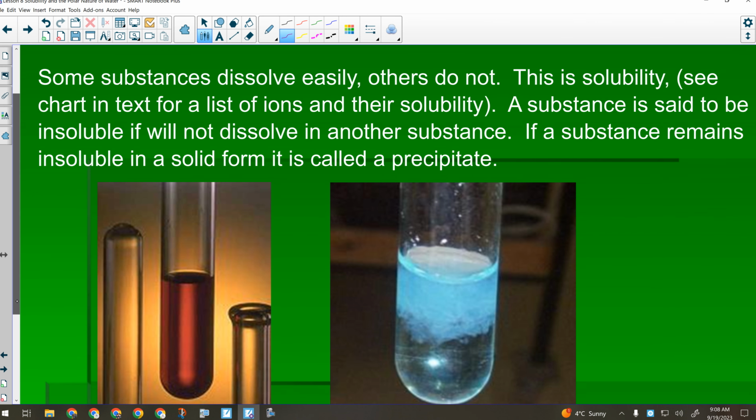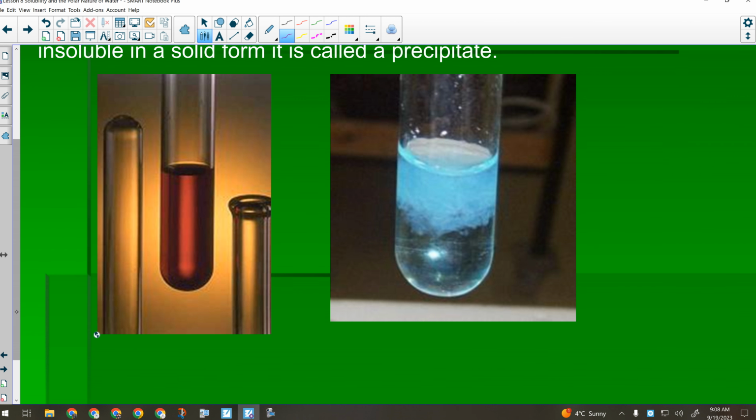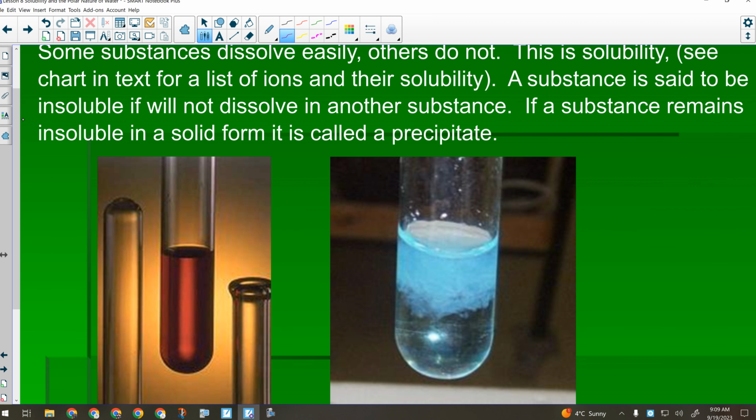If we're looking at this here, this is obviously a nice solution. Everything is dissolved. I don't see any solids anywhere in that little test tube. But in this test tube, is the substance dissolved? It is not. I can clearly see that there are two parts to that mixture. We're going to learn the names of the two different kinds of mixtures. Something we do need to know though is this word right here. A precipitate is a solid that forms because something is not soluble.